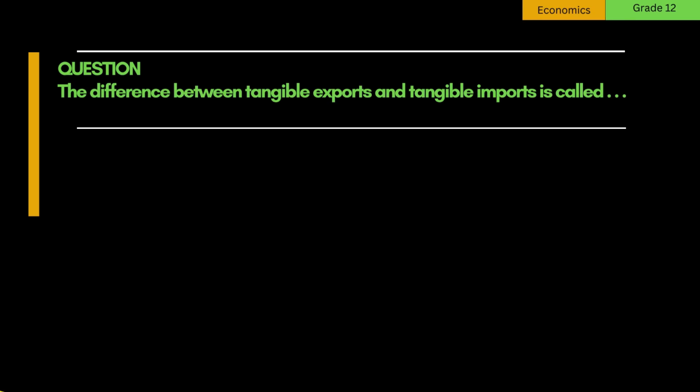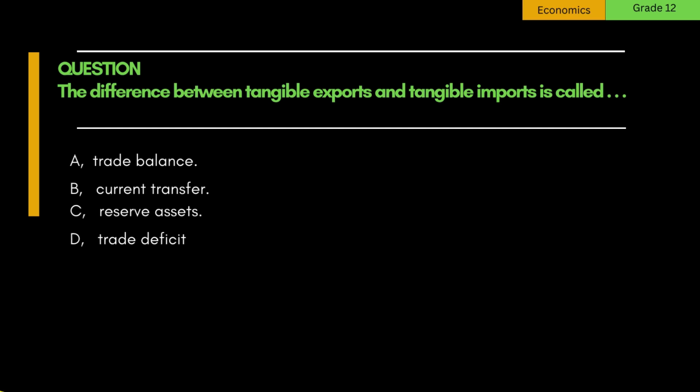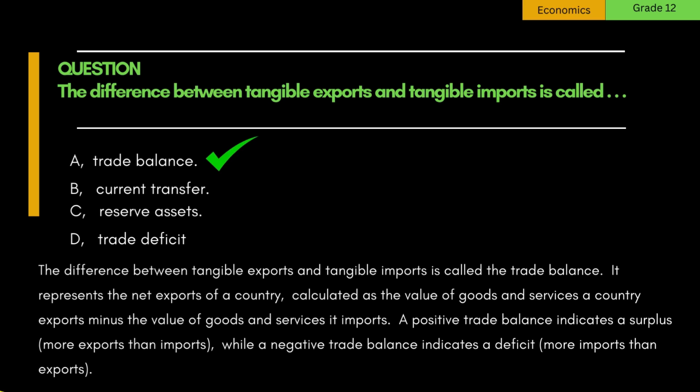Question. The difference between tangible exports and tangible imports is called A. Trade balance, B. Current transfer, C. Reserve assets, D. Trade deficit. The correct answer is A.